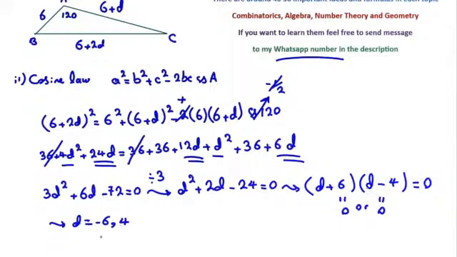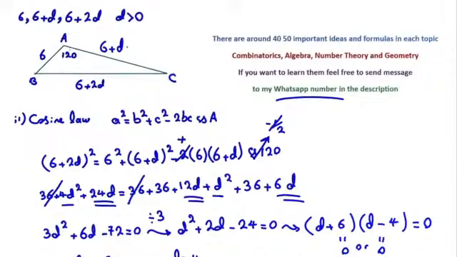So d can be negative 6 or 4. Negative 6 is not possible, so d is 4. Now because d is 4, we can write the sides. Here 6, 6 plus 4, 10. So the area of ABC.